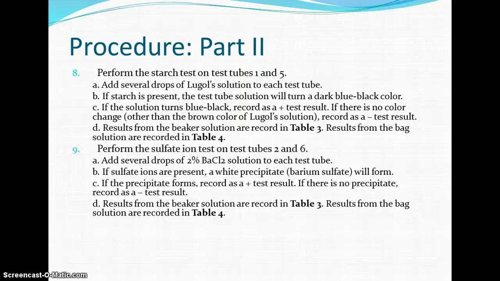After that, we decided to perform the sulfate ion test on test tubes 2 and 6. So we added several drops of 2% BaCl2 solution, and if the sulfate ions were present, then it would turn a white color, and that would be a positive test result. However, if it didn't turn white, then it would be a negative test result.